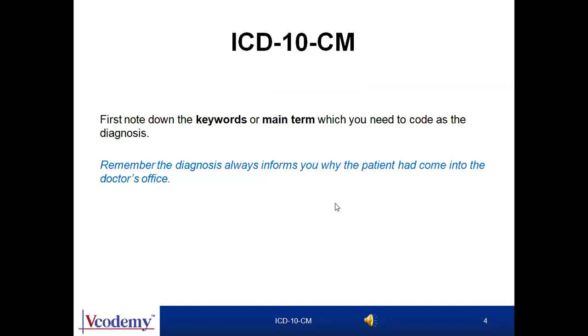So the first step in finding an ICD-10-CM code is noting down the keywords or main term. In other words, the diagnosis to code. Once you note down the keyword in the question, you will search for the keyword in the alphabetic index, and get the code next to the keyword. Using that, go to the tabular listing again, double check it. Read all the rules or any notes below the code in the tabular listing. Do not miss it out. That is a very important point. So remember, the diagnosis always informs you why the patient had come into the doctor's office.